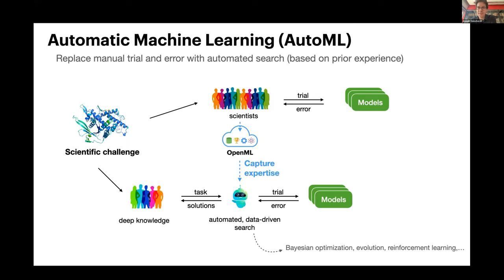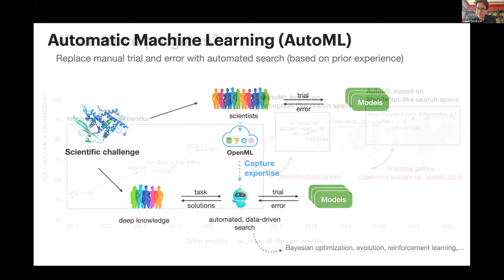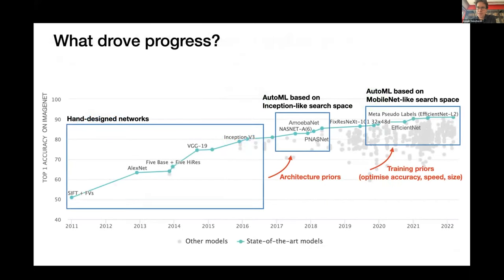I'll focus on how we can capture this expertise. So if you look at what drives progress in machine learning, this is one example for the ImageNet dataset, which is a large image classification dataset. You can see that until like 2017, a lot of progress was made by humans manually designing and inventing new systems, like VGG, like multiple layers of blocking, the inception network and so on, things like batch normalization. All these were invented by humans.